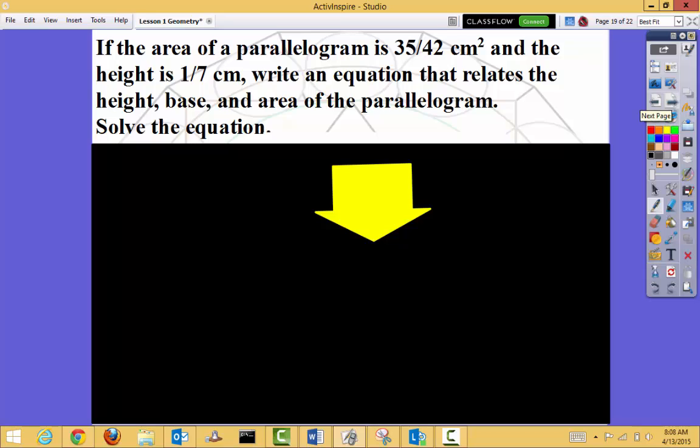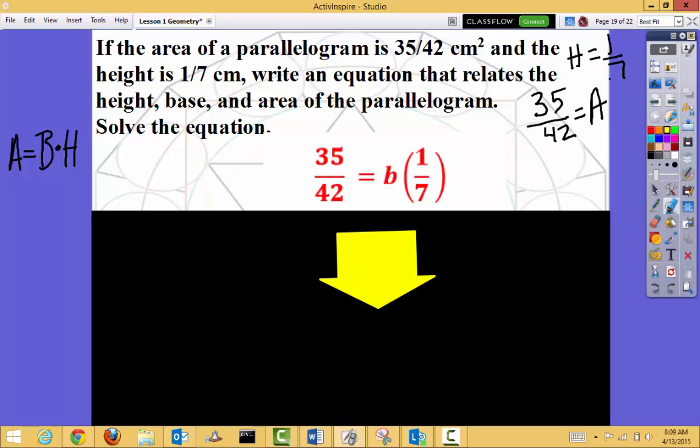Alright, if the area of a parallelogram is 35/42 centimeters squared, so as a fraction it would just look like this, and the height is what? Its height is 1/7. Write an equation that relates the base, area, and height of the parallelogram. Well, here's my area for any parallelogram. The area is base times height. So all it's asking me to do is to take this and plug it into this equation.